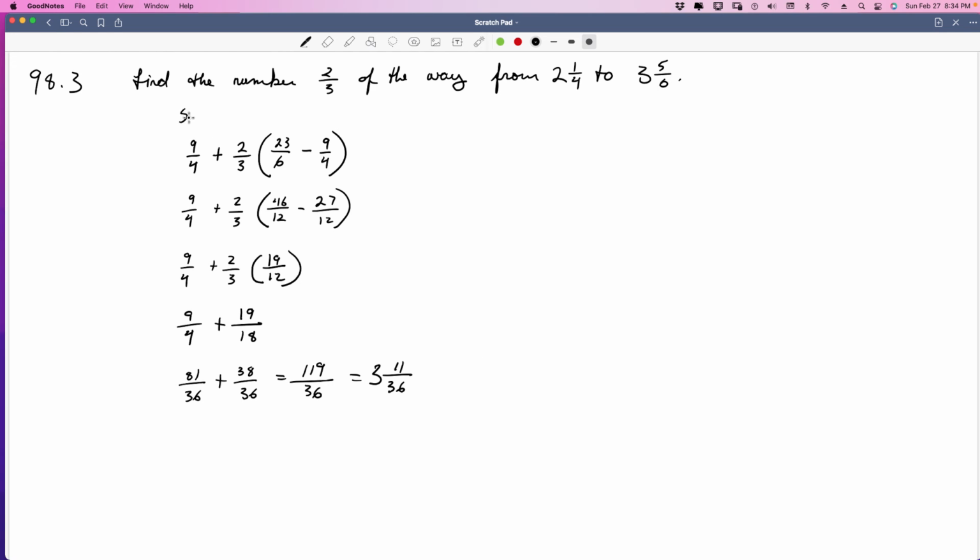So this is the starting point. This is the distance. This is the range. Okay? Starting point plus the distance times the range. And that is what you're looking for.